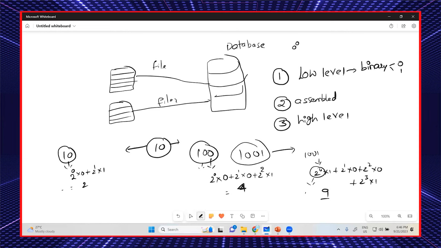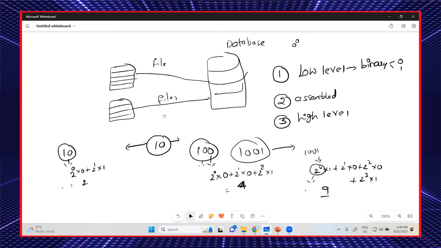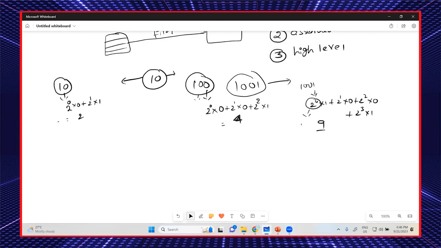Zero to the power of 0. 0 to the power of 0, 1 now. 0 only, right? 0 to the power of 0. So, for example, 1 to the power of 0. 1 to the power of 0.1?